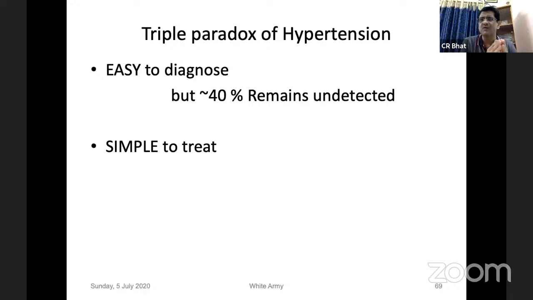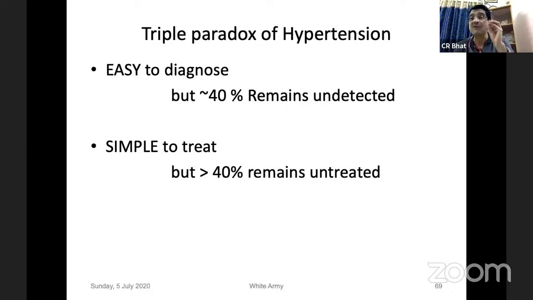We know that even after diagnosis, it is very easy to treat hypertension. With lifestyle modification, we can reduce the blood pressure by 10 millimeters. Adding on 1 drug, 2 drugs, 3 drugs, we can reduce the blood pressure. It is simple to treat, simple to monitor. But still, even among those patients who are diagnosed to be hypertensive, 40% remain untreated. Okay, they do not tend to take the medication, or they do not comply with the lifestyle modification.